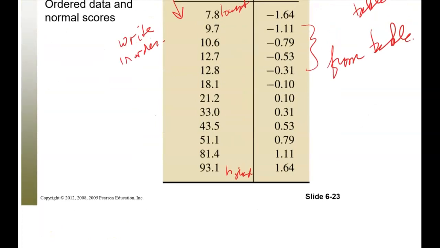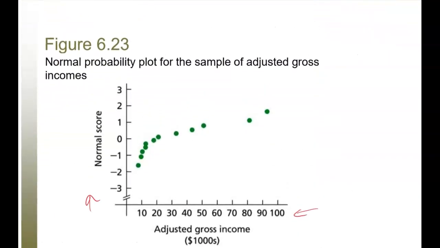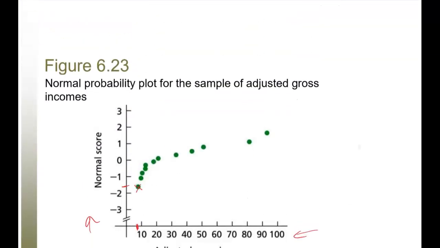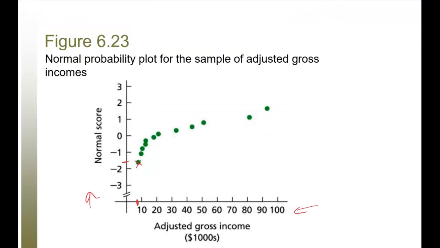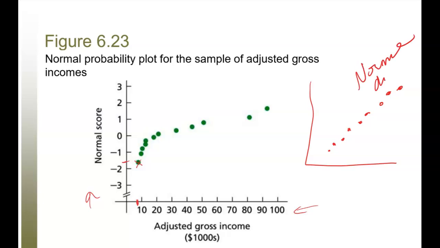So in other words, 7.8 gets a -1.64. So 7.8, -1.64, there's your first data value. And you make a graph. And what you're really looking for is as straight a line as you can get. So what do I mean by as straight a line as you can get? You really want it more like this. If it's following a relatively straight line, we would say yes, they have a nice normal distribution.